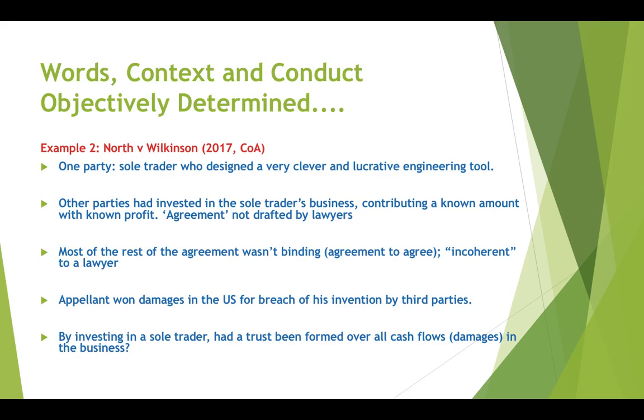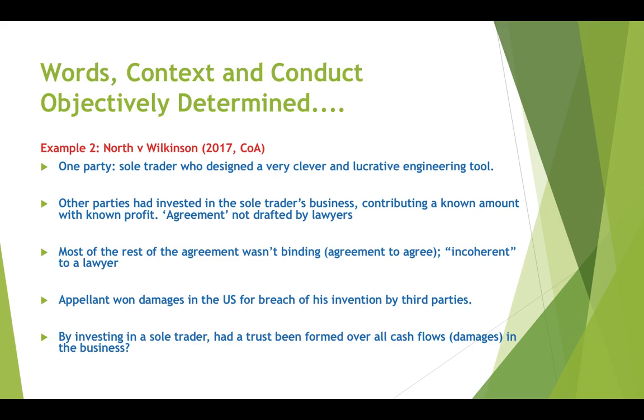They contributed a set amount, and it was known how much they would get out of the profits of the business. The rest of the agreements were not binding according to the court, because they were just agreements to agree. And as you know from contract law, an agreement to agree is not a contract. And indeed, many aspects of that agreement, if you like, were incoherent. Now, an American company had breached the intellectual property of that sole trader for that invention. And as a result, he sued that company in America and won a lot of money.